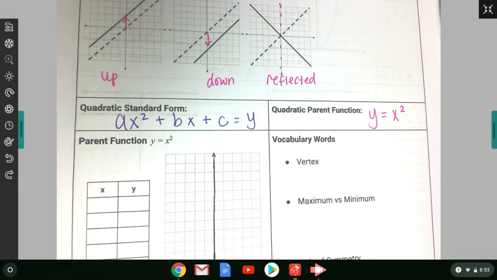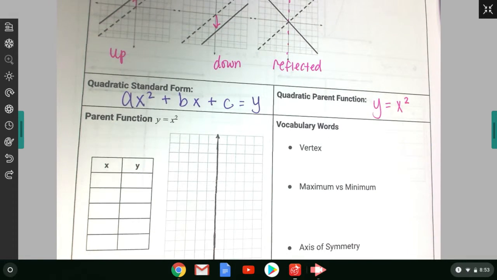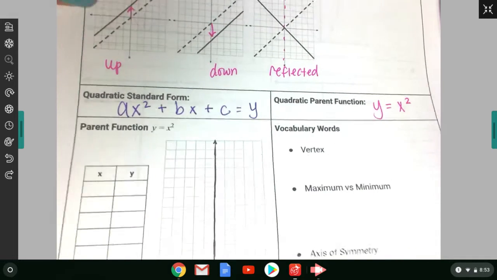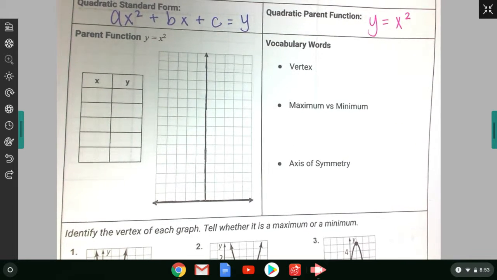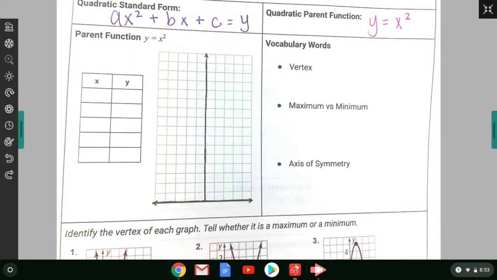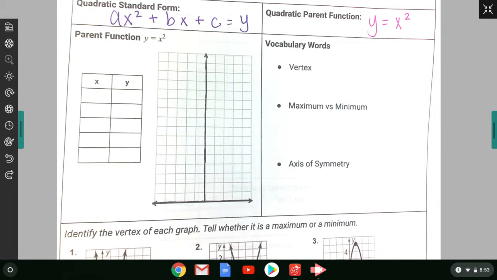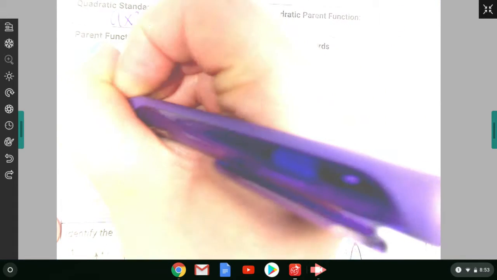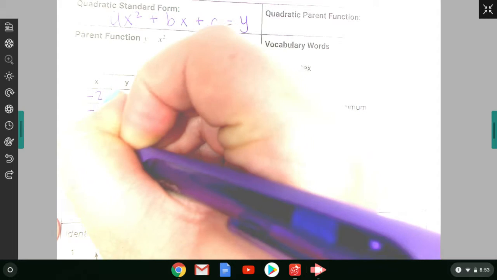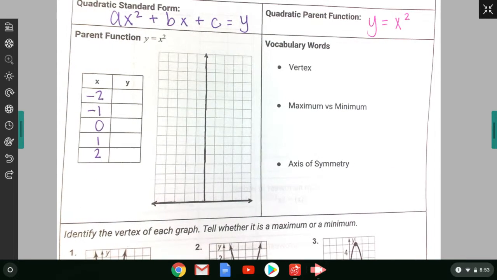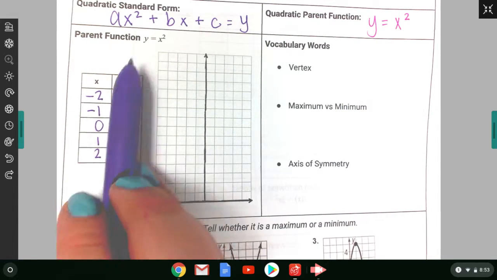Before we do anything else, let's graph and get to know our parent function. So let's check this guy out. y equals x squared. What we'll do first is get ourselves some points. It would be good if we grab some negatives and positives. I'm going to use -2, -1, 0, 1, 2, and then I'll plug each of those in for x.